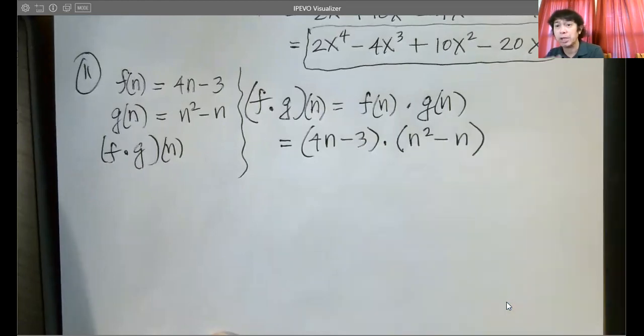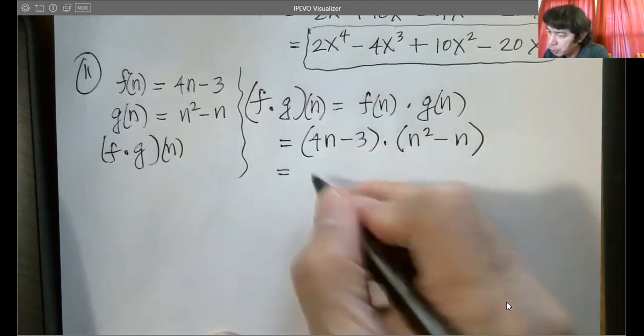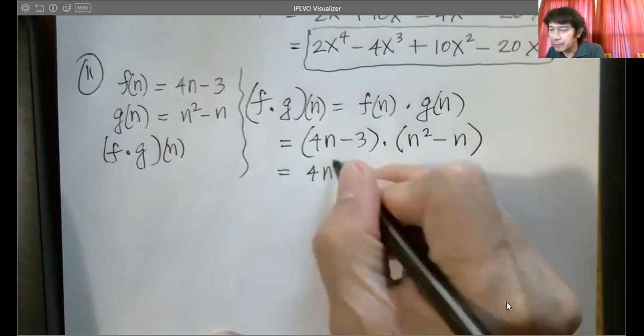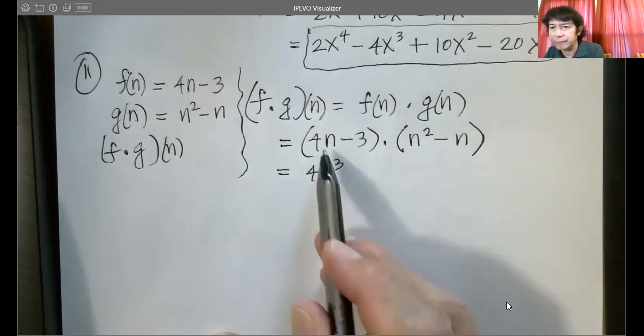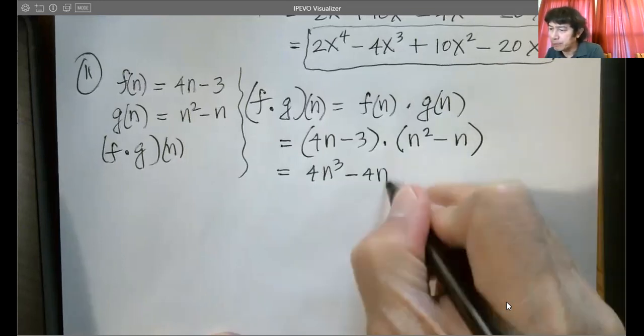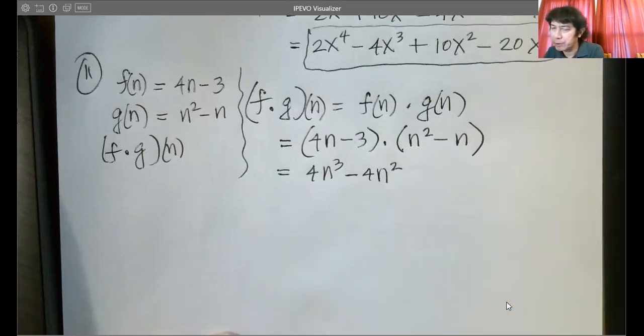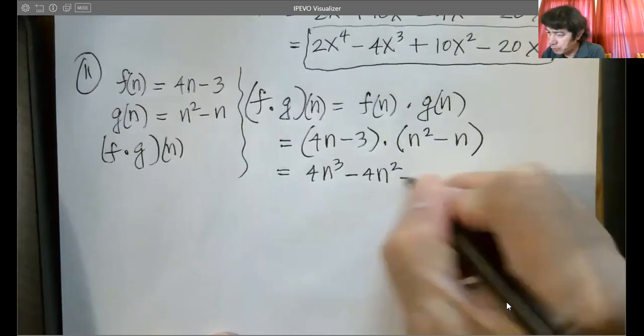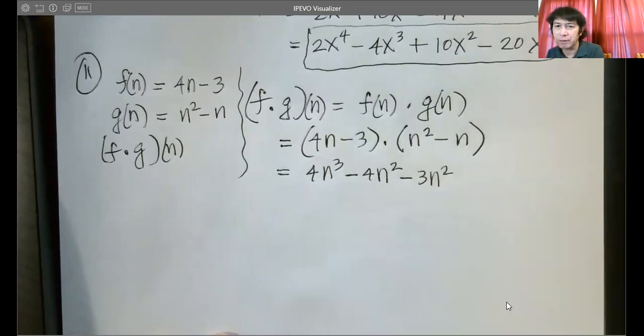Okay, so you have to see the steps. So when it's time for you to do it, you should be able to follow it, all right? And the way to do it is to multiply term by term, okay? All right, let me proceed. 4n times n squared, that's 4n cubed. Next is 4n and a negative n. And that will be a negative 4n squared. Next is the negative 3 and the n squared. That's a negative 3n squared. And then finally, we have negative 3 times negative n is a positive 3n.